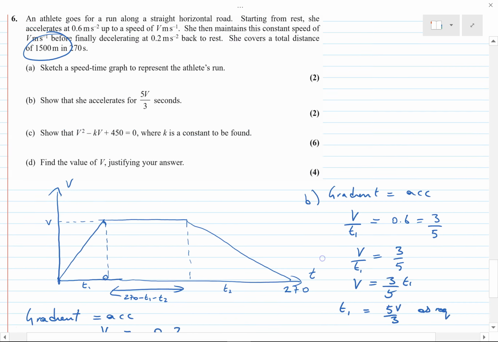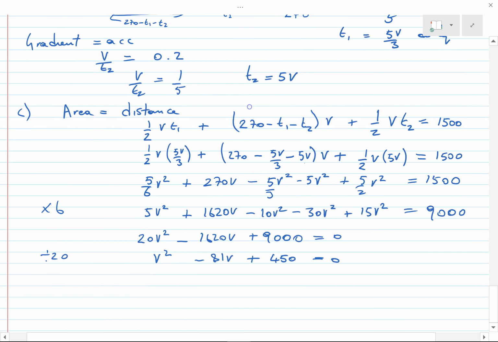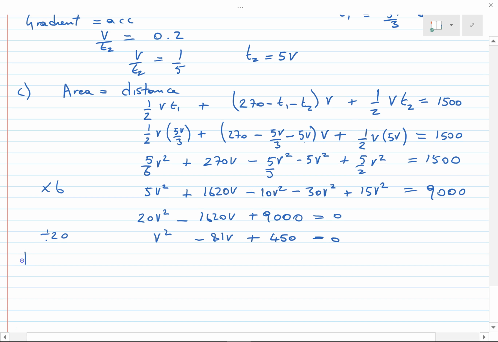Okay, so that does look to be very promising because it's of the form they want. And then it says find v. So this is a quadratic which factorizes. You might think, oh, I can't factorize that, but really there's got to be two negatives here, so we're just looking for factors of 450.